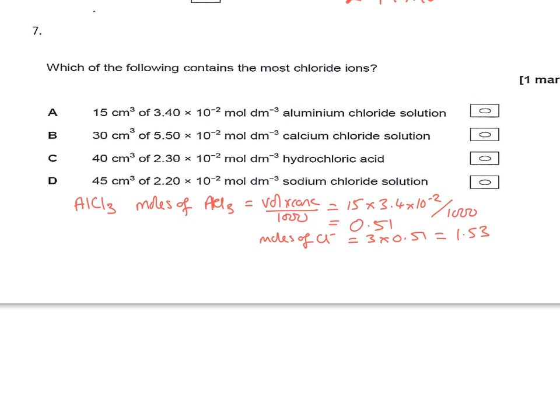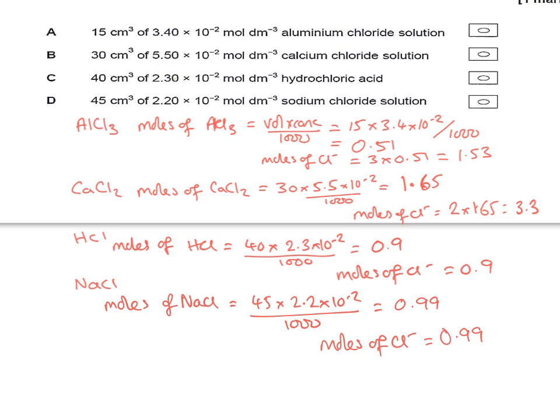Now I need to do exactly the same for the other ones. So we've got calcium chloride, we've got hydrochloric acid, and we've got sodium chloride. So if we do the same calculation for each one, then we can see which one has the most ions. So you can see the one that has the most moles and therefore is going to have the most ions is this one. So the answer is B.